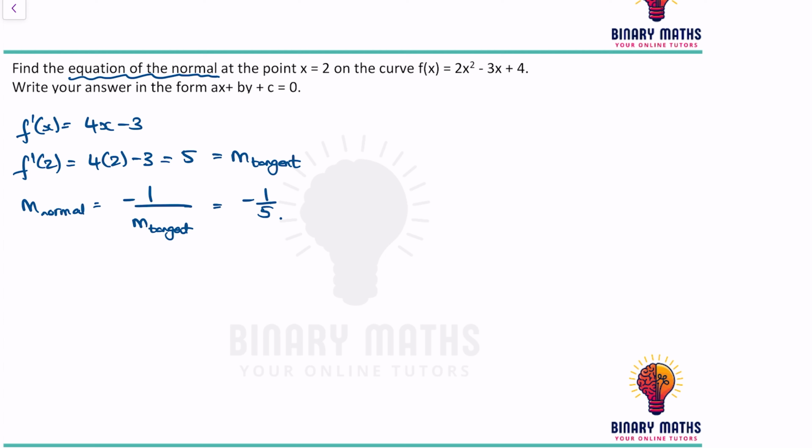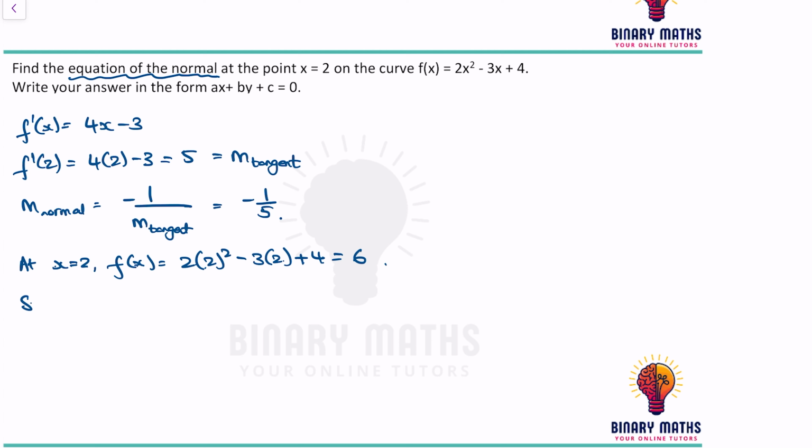Okay, so we know the gradient of the normal now. We need to find the corresponding y value at x equals 2. So at x equals 2, f of x is equal to 2 times 2 squared minus 3 times 2 plus 4, which is 8 minus 6, which is 2. 2 plus 4 is 6.